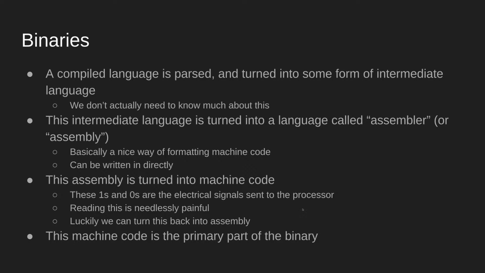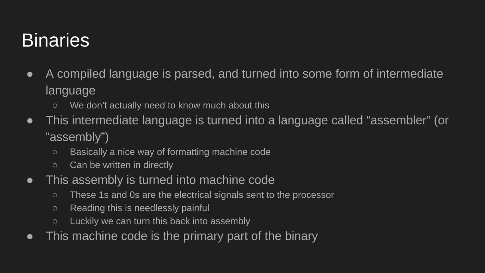So let's see what else. This assembly then is turned into machine code, into a sequence of ones and zeros. These are the electrical signals that are actually sent to the processor, and are a large part of what give binaries their name. Of course, reading this actual sequence of ones and zeros is incredibly difficult. In fact, I'm pretty sure there doesn't exist a single person on the planet who can decode all of the x86 architecture, let alone understand what the instructions do.